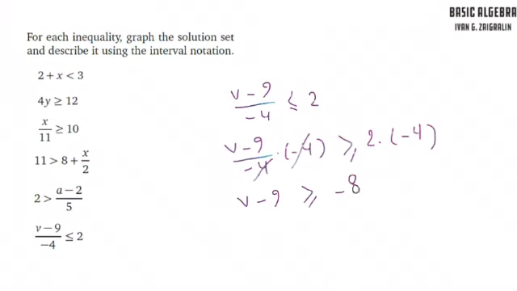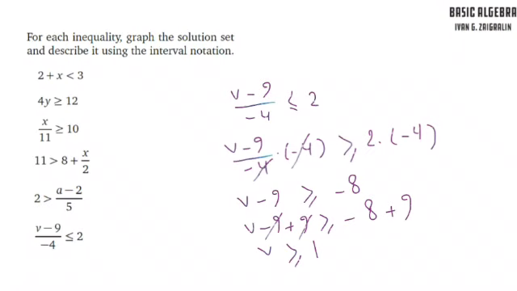and we add 9 to each side. v minus 9 plus 9 is greater than or equal to negative 8 plus 9, so this 9 goes with this negative 9, and v is greater than or equal to 1.